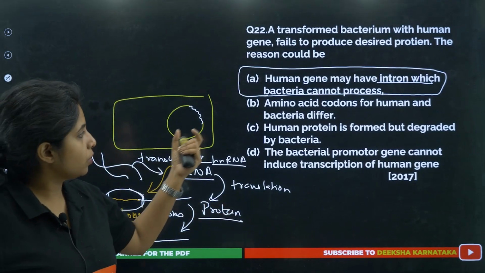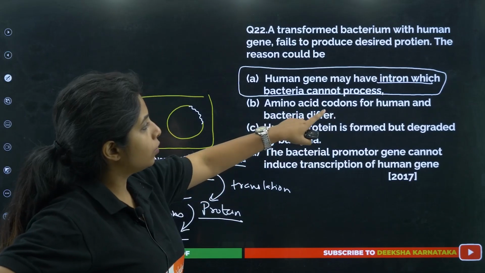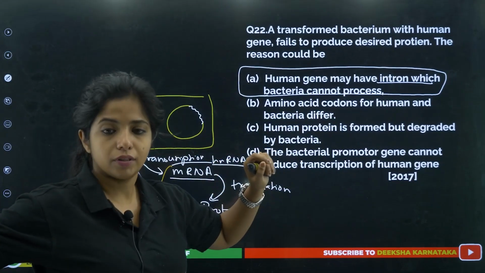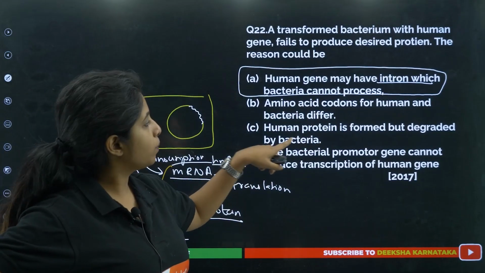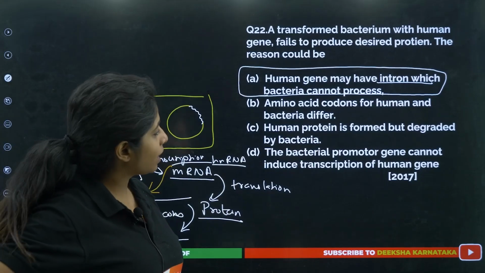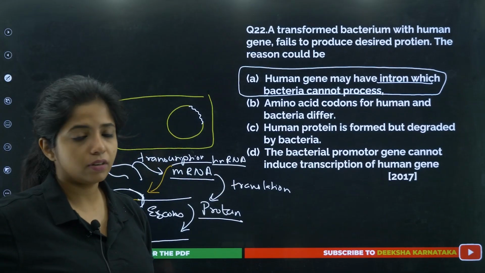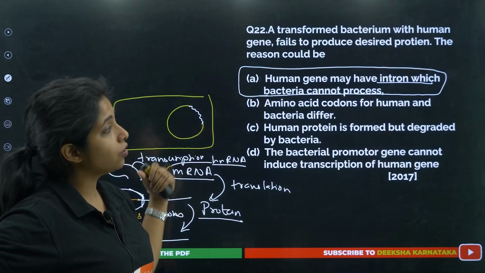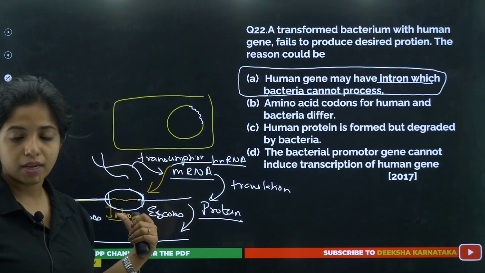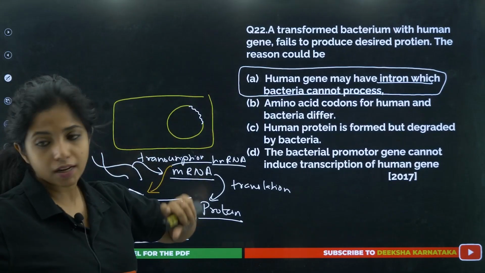Okay. Do the amino acid codons for human and bacteria differ? No children, they are same. Is the human protein formed but degraded by bacteria? No children. Can the bacterial promoter gene not induce transcription of the human gene? No, that is also not the reason. It's because the human gene may have introns which the bacteria cannot process. That is the thing. So this becomes the answer.